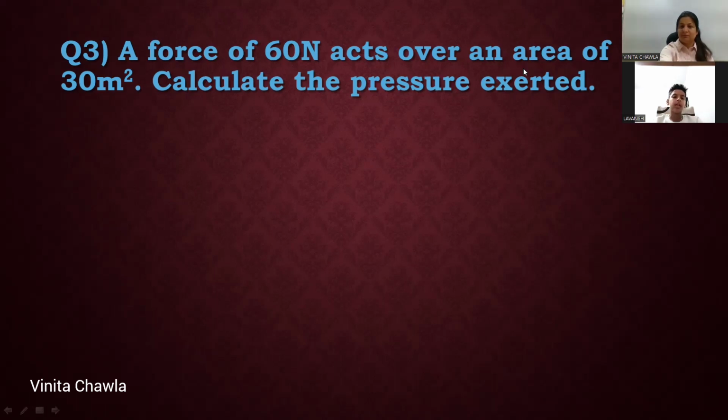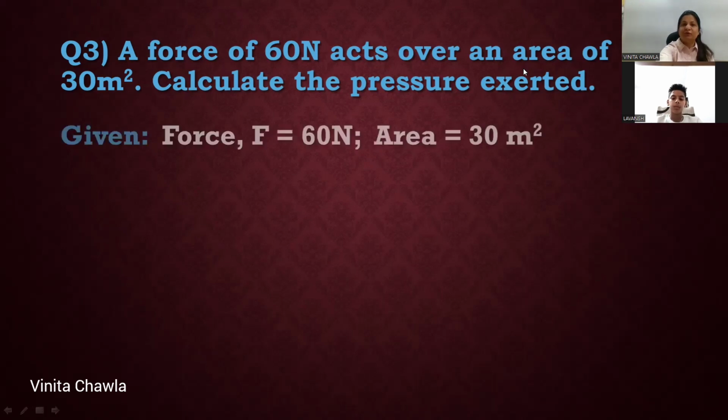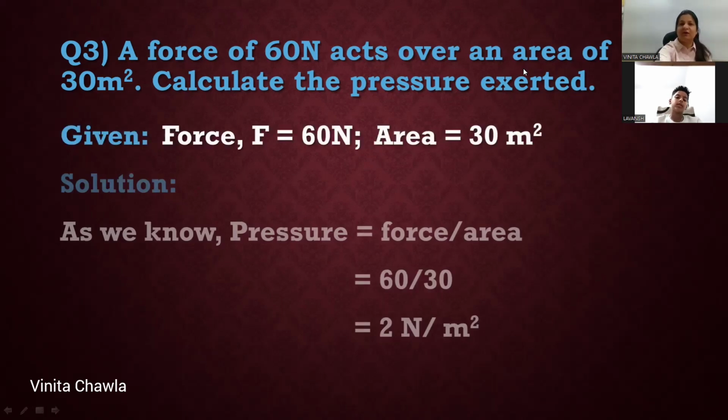60 by 30 is 2. So first we'll write the things which are given. Force is given and area is given, and we will write the solution.